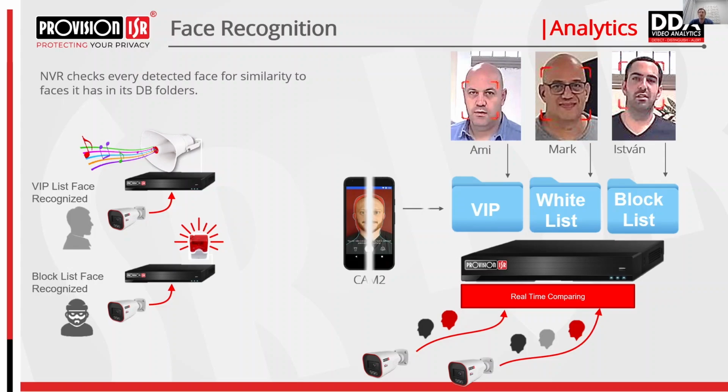One of the best parts is that you no longer need to struggle with the NVR. Simply using the Provision-ISR Cam2 application, you can add people to your face databases directly from your phone, which is instant and effortless. Okay, it's an amazing feature, and we get so many compliments about it.